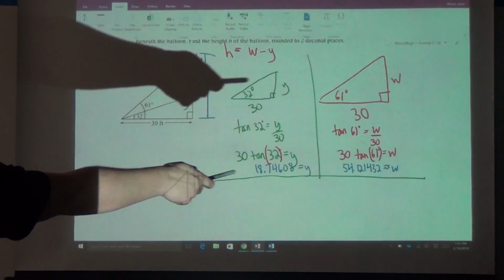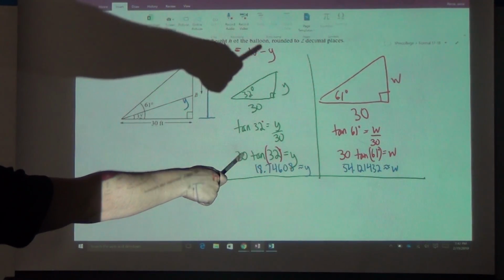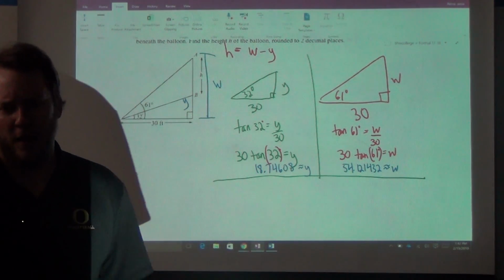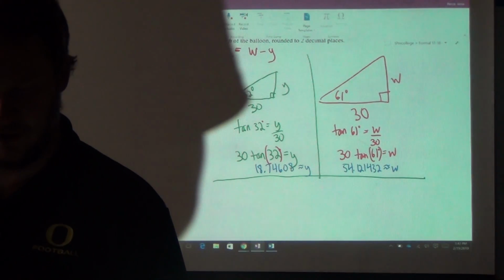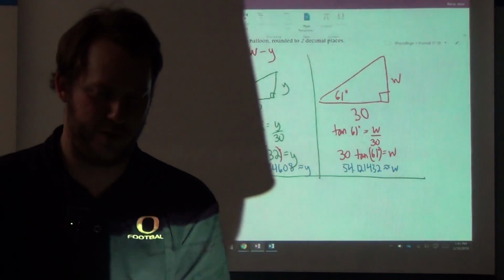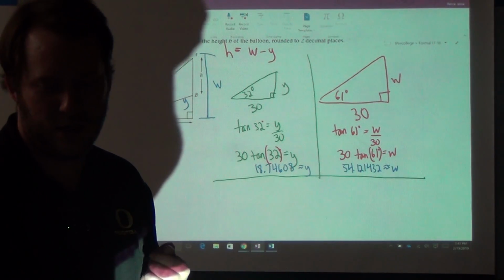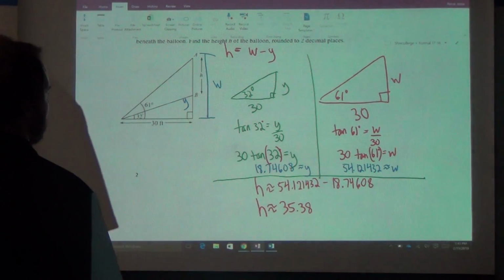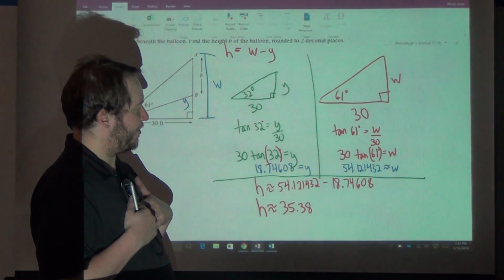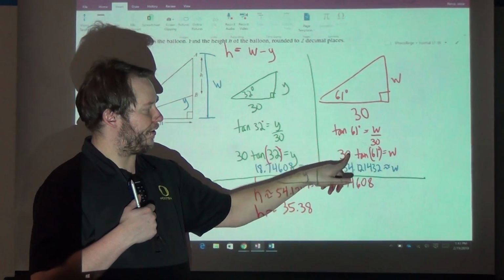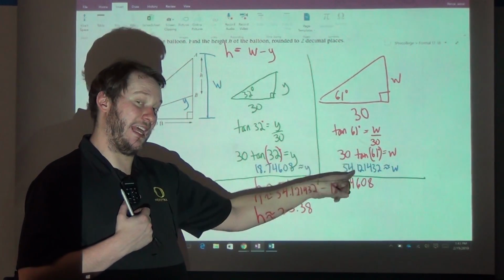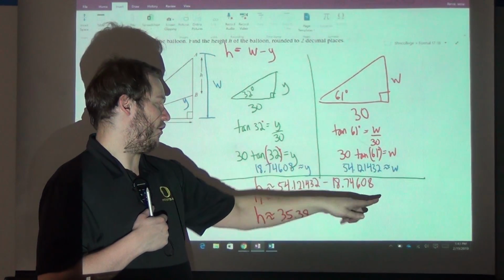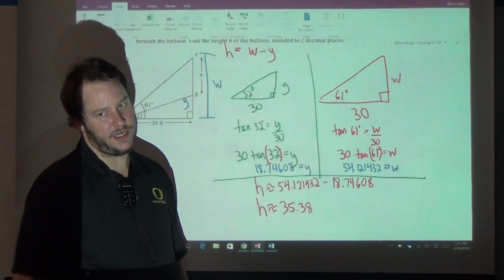At the top of this problem, I wrote down that H equals W minus Y, the whole thing minus the piece Y. So we need to go and use that fact, see if we can finish this problem up, and get the answer for me. Pause in 3, 2, 1, and unpause. For me, the very best way to get this answer correct is this is the last calculation I did, 30 times the tangent of 61. I'm going to let that number stay in my calculator, and then I'm going to push subtract 18.74608, and then I'll round my answer to the nearest hundredth.